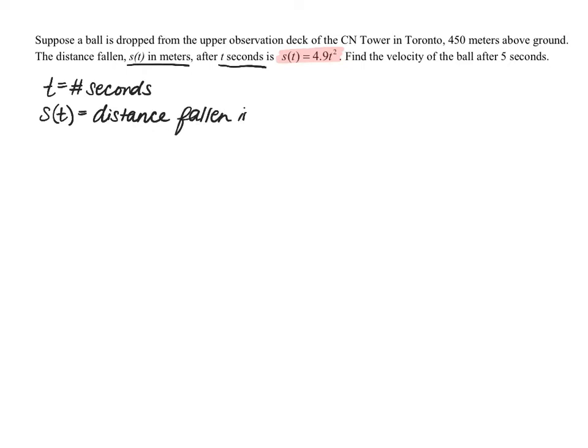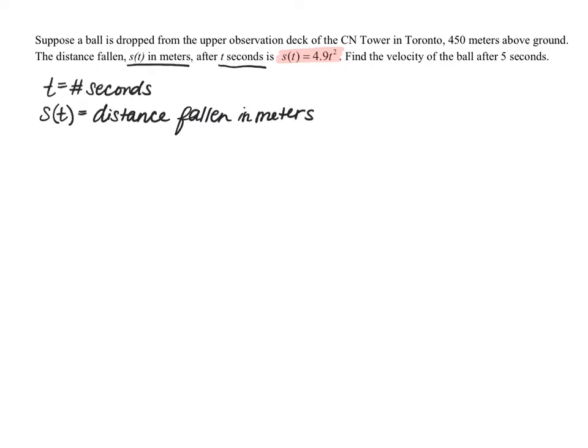Now, in a problem like this where a function is given to me, I find that it's best to start with a variable key so I can get my bearings. In this case, it says t is measured in seconds, so t will be the number of seconds that the ball has fallen, and it says that s of t is measured in meters. So you could write s or s of t. That's going to be the distance that the ball has fallen, measured in meters. So this is a good place to start.